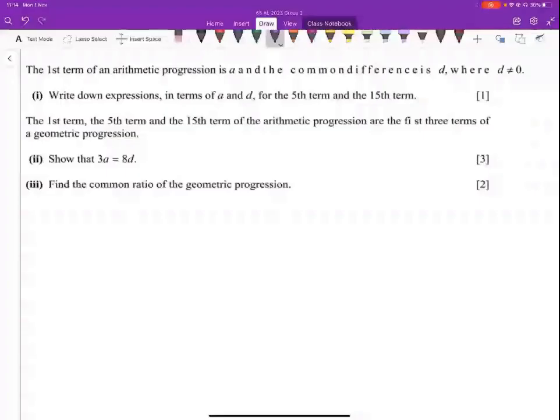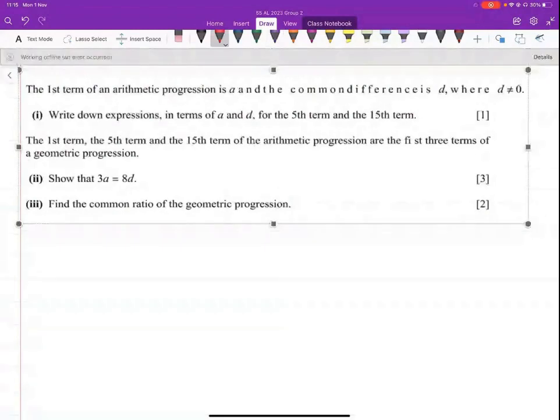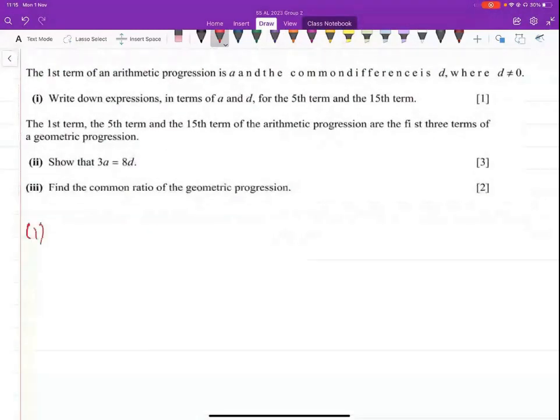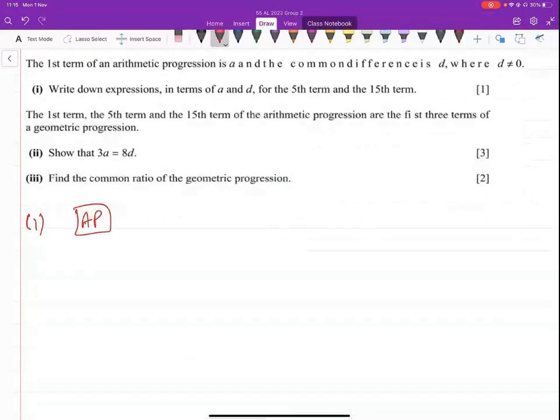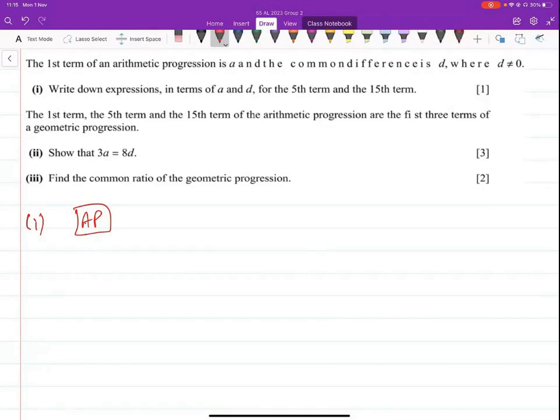The first term of an arithmetic progression is A and the common difference is D. So we have an AP. The first term is A, the difference is D, where D is not equal to 0, because अगर D 0 होगा तो फिर तो we'll have the terms being repeated, right? We have the same term being repeated. First of all, it says write down expressions in terms of A and D for the 5th term and the 15th term.